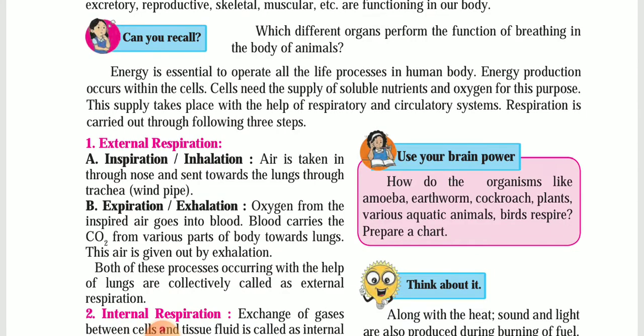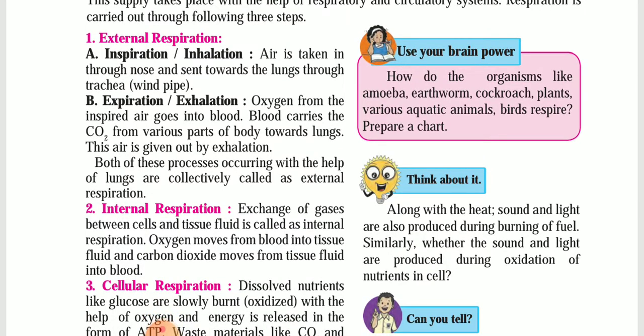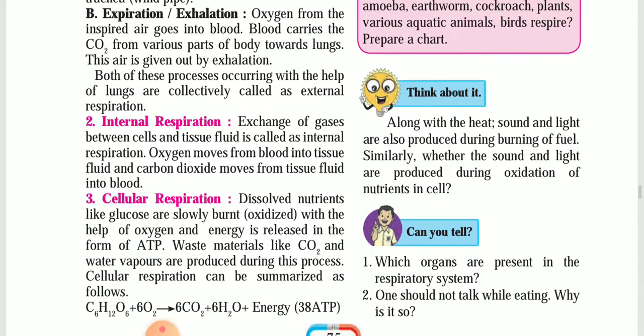So we are going to study about respiration here. External respiration is inhalation and exhalation. What inhalation means and exhalation means, that you study. Then internal respiration is the exchange of gases between the cells and the tissues. So oxygen is removed from the blood and put into the tissue, as well as carbon dioxide which is there in the fluid or in the cells. This carbon dioxide comes back to the lungs to be given out.